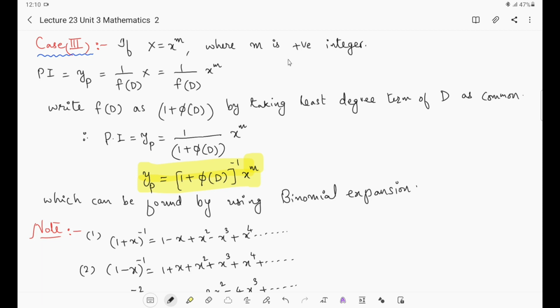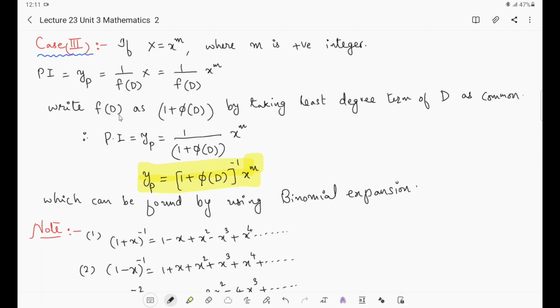It is a positive integer, meaning 1, 2, 3, 4, 5, 6 and so on: x power 1, x power 2, x power 3, x power 4. If it is given on the right hand side, then how do we find the particular integral? The particular integral is given by 1 by f of D into capital X. Capital X is nothing but x power m, because the third case is x power m.